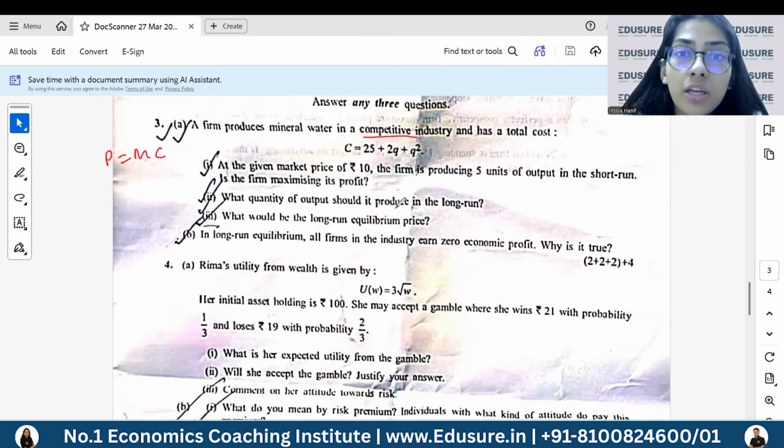Okay. What quantity of output should it produce in the long run? What would be the long run equilibrium price? Okay. So very, very straightforward questions. Just formulas निकाल के बस apply करना है.